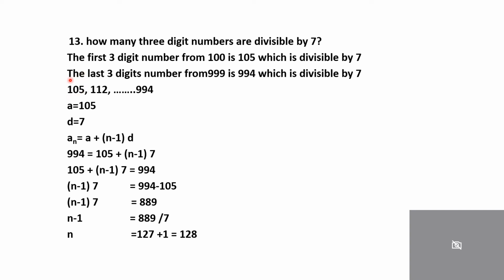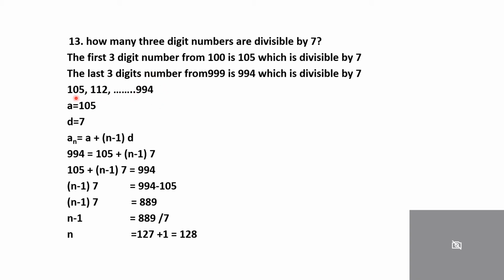Okay, I'm going to write 105, as it is divisible by 7. Plus 7 will be added, so 112 will be the next term. Like that, how many 3 digit numbers are they asking? The greatest 3 digit number is 999. You have to see from 999, 998, 997, whether it is divisible by 7. The last 3 digit number which is divisible by 7 is 994.